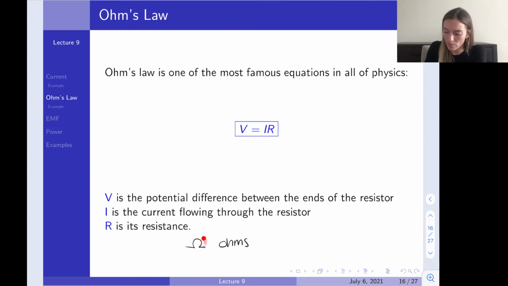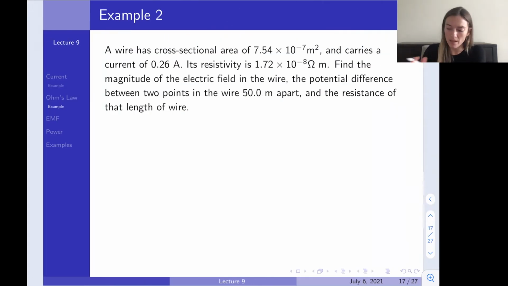So this is the symbol for ohms. It's a capital Greek letter omega. Okay, so we're going to be using this equation a lot through the next couple chapters. So let's do a simple example.